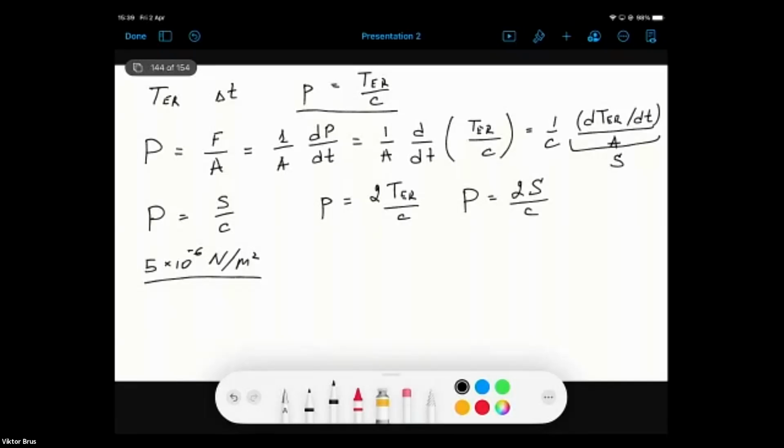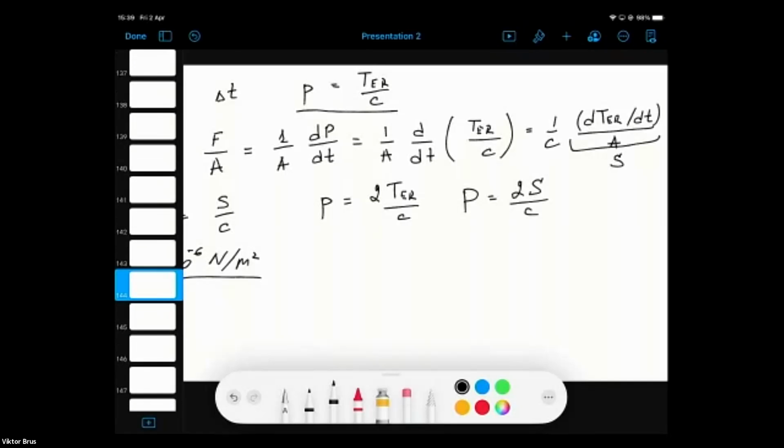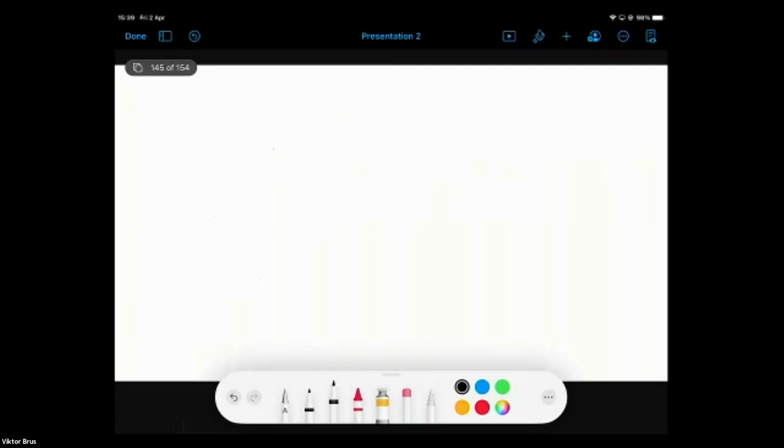Okay, so now let us talk a bit about the generation of electromagnetic waves. Usually the most common instrument for that is the so-called dipole antenna. Let me share my screen with the slides.